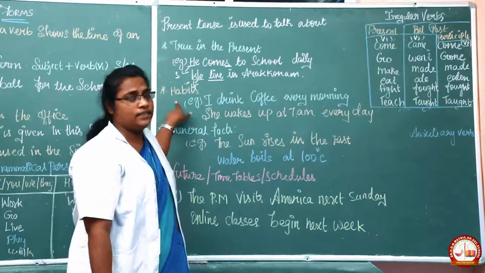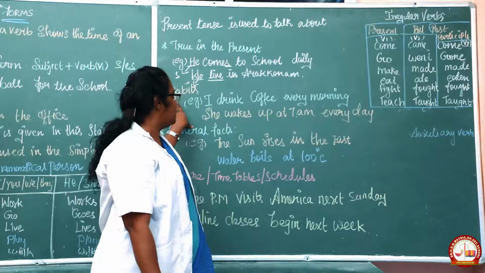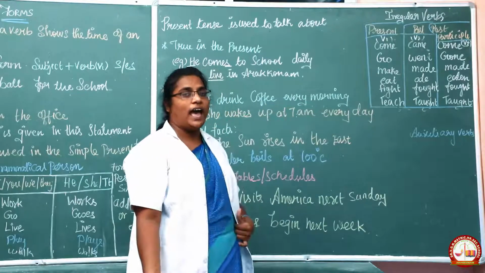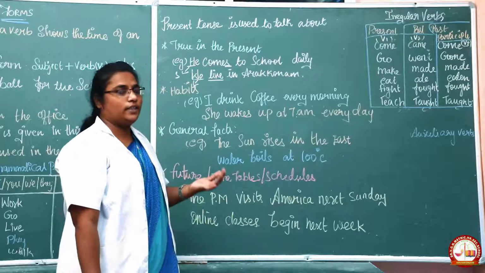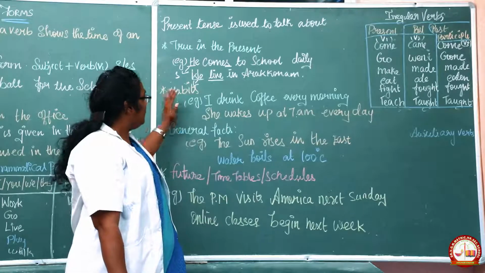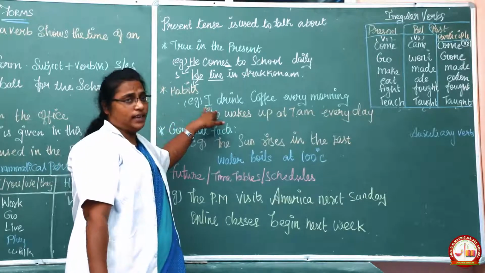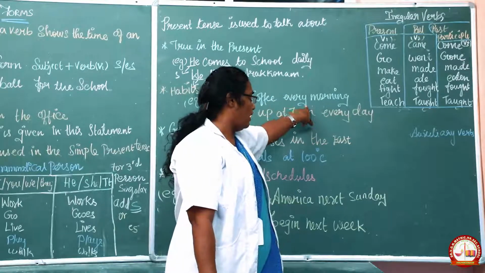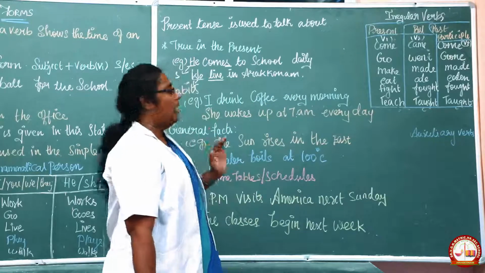And next, habits. You know what is meant by habits? I drink coffee every morning. Usually we have the habit. The thing which we like the most, we will be doing each and every day. So that we call a habit. Here you can see an example. I drink coffee every morning. That is, every morning I will drink coffee.